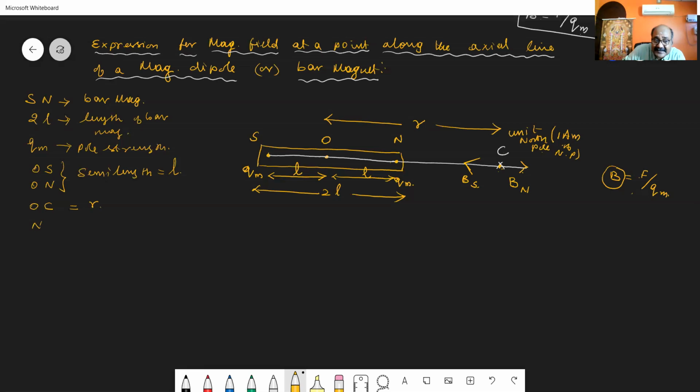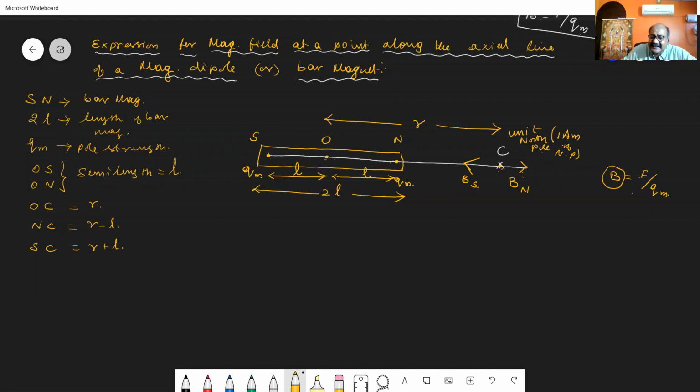Similarly, you calculate the distance from N to C. What is the value of NC? See, O to C is R. O to N is L. So R minus L is NC. Similarly, for the distance between S and C, from O to C it is R, from O to S it is L, so the total distance is R plus L.